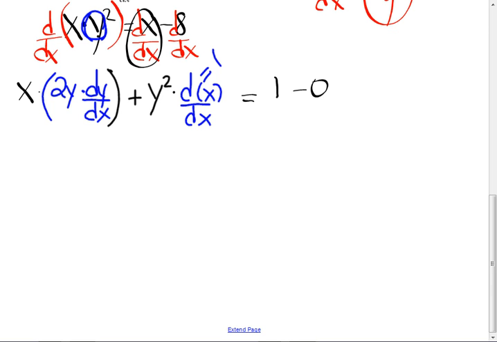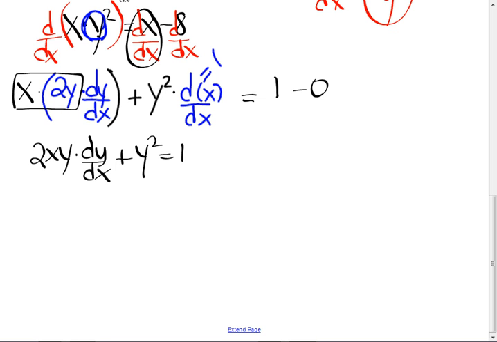Okay, so I get 2xy times dy dx plus y squared equals 1. I just multiplied that out. It's not distributive property. It's associative. Distributive property of multiplication over addition, there's no addition there. And then I want to solve for dy dx. So what do we do next?